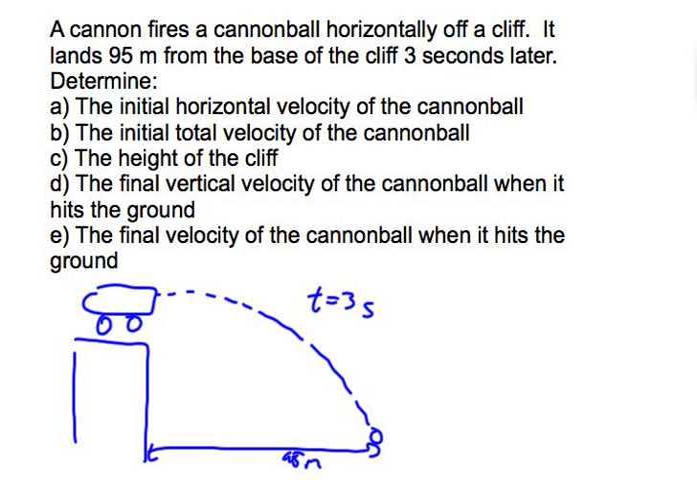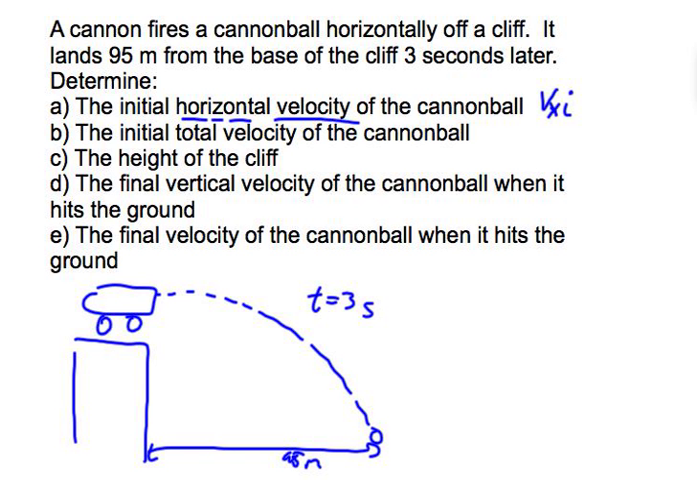So from here, we're going to have to use some of our motion equations. But let's first see what they're asking for. Part A says the initial horizontal velocity of the cannonball. So let's translate that into a variable. They want a velocity, so they're looking for v. The horizontal velocity means they're looking for vx. And because it's the initial, they're looking for vxi.